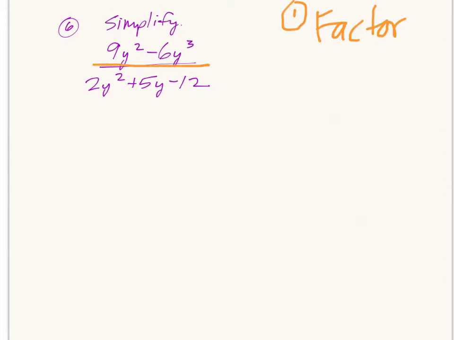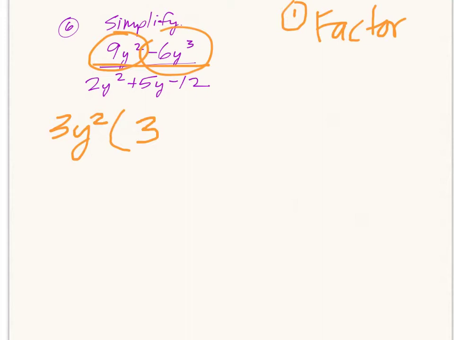Is the top a difference of squares? Well, 9's a perfect square, 3 times 3, but 6 isn't. Can I take a common factor out? Oh, I sure can. Let's take out a 3 and a y squared. Took out a 3y squared. Out of there, what's going to be left over is a 3. And out of here, negative 6 divided by 3 is going to be negative 2. And y cubed divided by y squared is going to leave me with y. Okay, there's the top, factored.